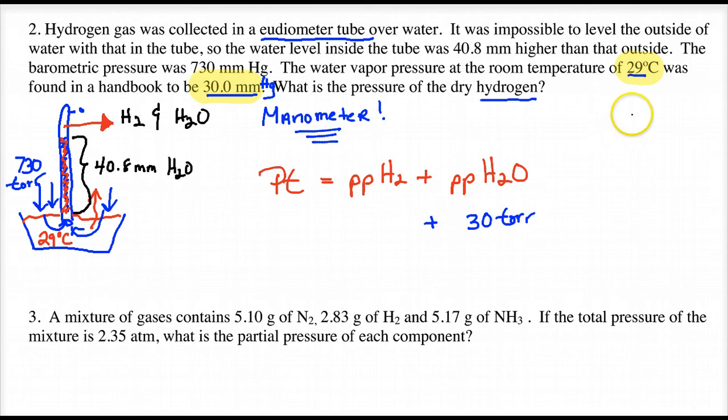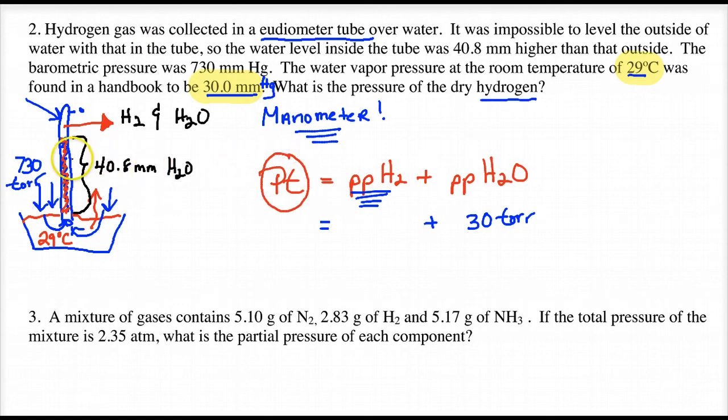That must mean, because we collected gas over water, that in this little container at the top of the tube, where the two gases were collected, there is a partial pressure of 30 torr. I still don't know what the total pressure is, and I'm trying to find hydrogen. So I have two unknown variables. To find my answer to the entire question, I'm going to have to find the total pressure. So this is a manometer problem.